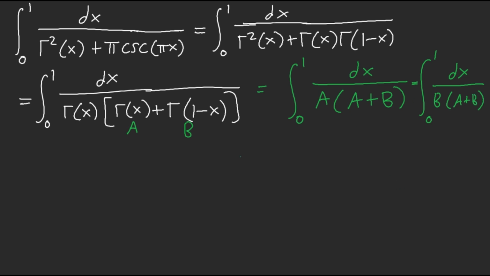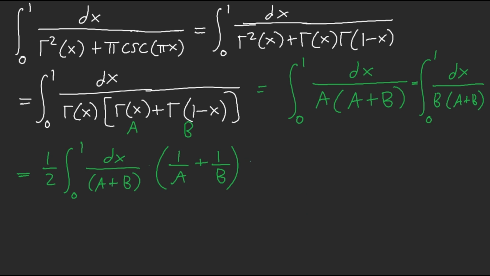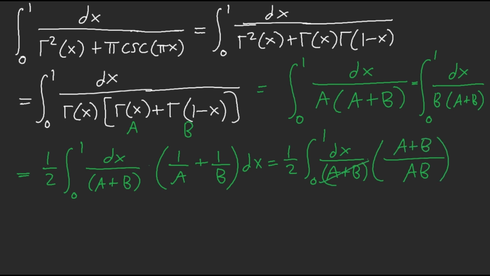Okay, let's combine these two. Then we get 1/2 from 0 to 1. Let's factor out A plus B. We get A plus B times 1 over A plus 1 over B. And what happens is now we have half of the integral from 0 to 1 of A plus B over AB times A plus B. Oh my god, this cancels out. And what is AB? Do you remember AB? AB is gamma of x times gamma of 1 minus x. Wait a minute. It's the Euler's reflection again.